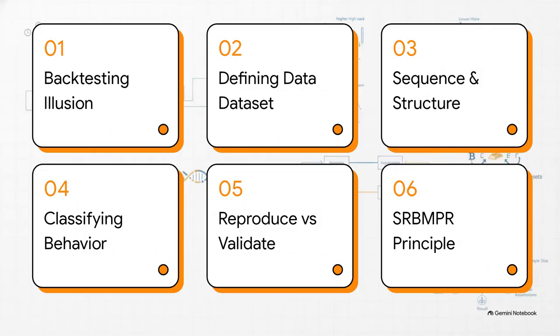So here is our roadmap for the explainer today. First, we'll cover the backtesting illusion. Second, defining the data set. Third, sequence and market structure. Fourth, classifying gap behavior. Fifth, reproducibility versus validation. And we'll wrap up with the SRBMPR principle.